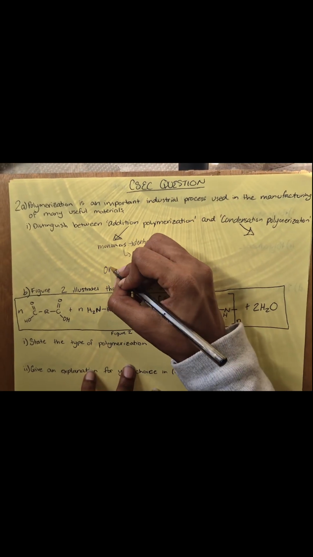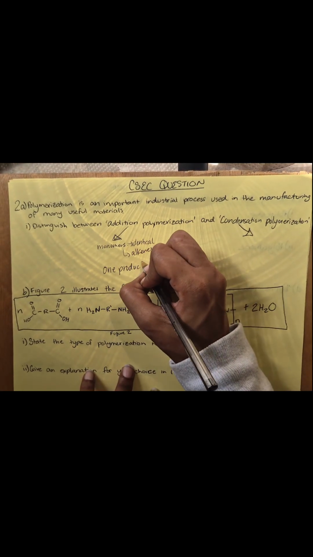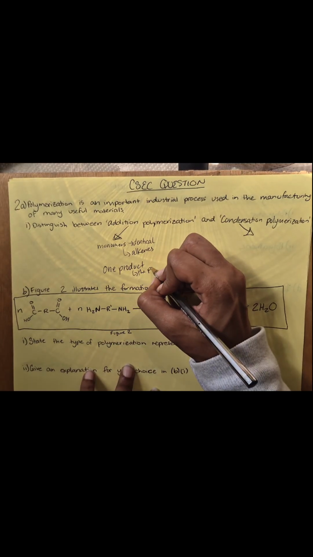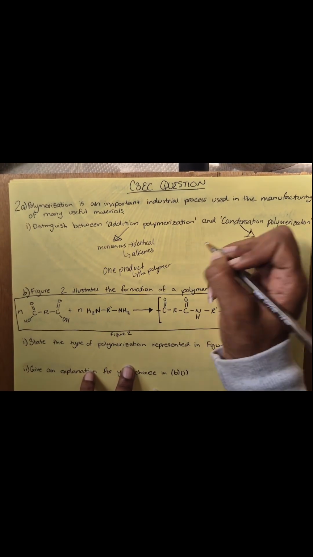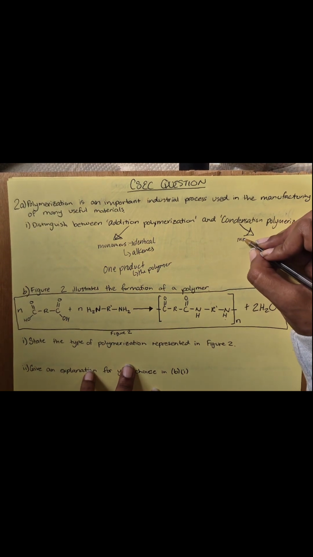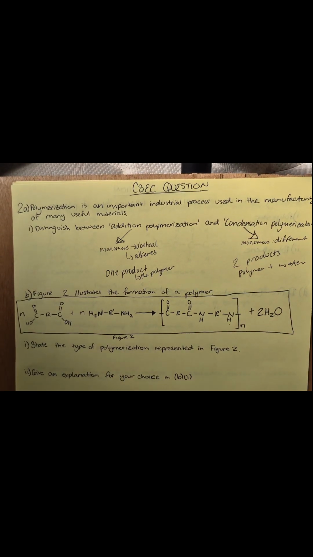Also, it only makes one product, and that one product is the polymer, right? Whereas in condensation polymerization, the monomers are different, and it makes two products. It makes the polymer plus water, because remember, they give up water to make this polymer.